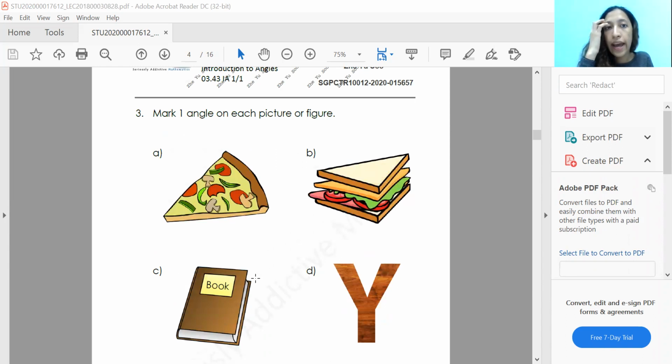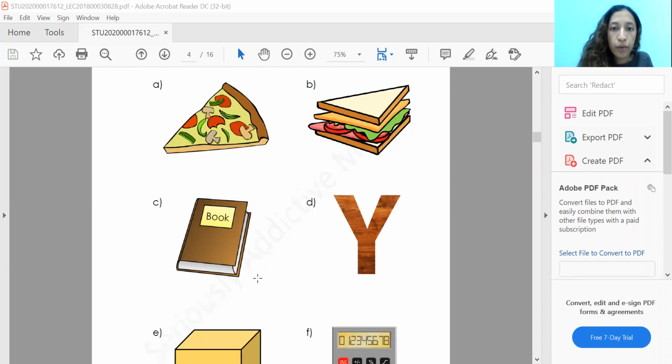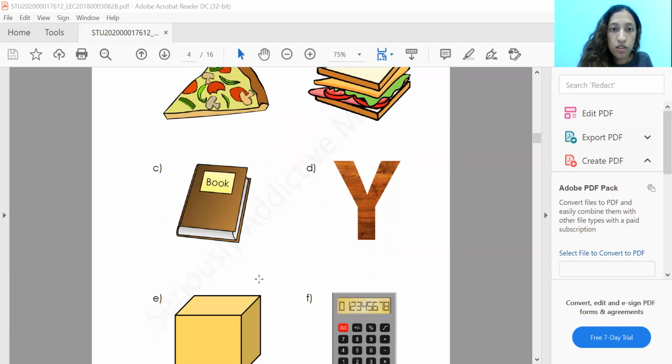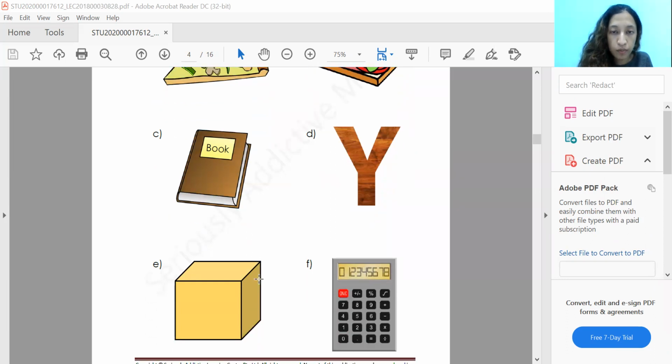All right, so mark one angle on each picture or figure. Okay, so what I would want you guys to do is to pause on this page and do C and D for me. Okay, do C and D. All right, let me go through.